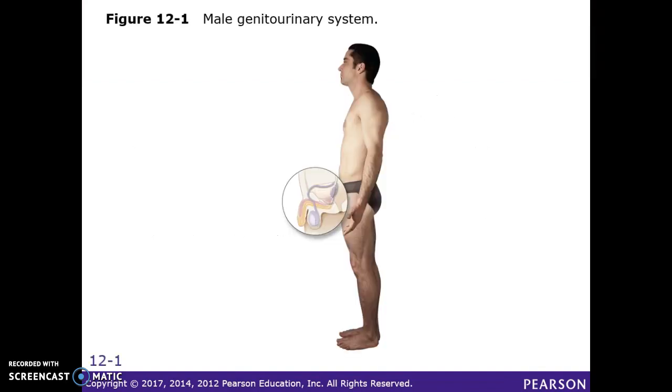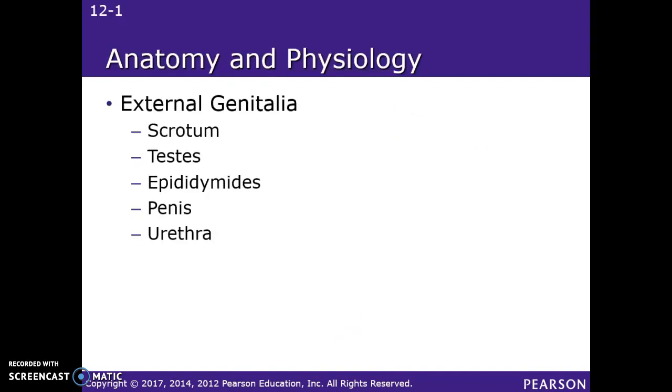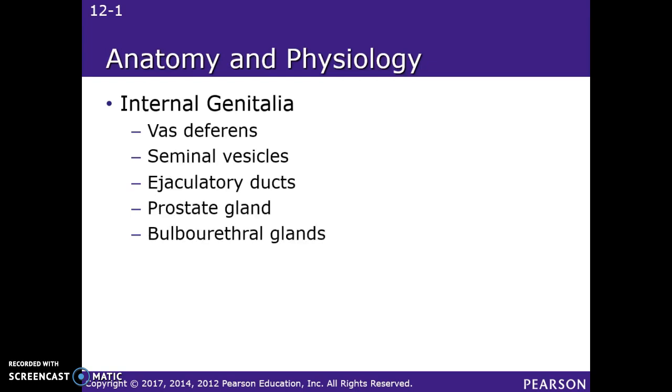So obviously, let's take a look at the parts of the male reproductive system. We have two different areas. We're basically going to be looking at both the external and the internal. So obviously, external is what we can see, and then the internal is what's inside, the parts that we cannot see. So those are the two different sections. It's two ways that it's split up.